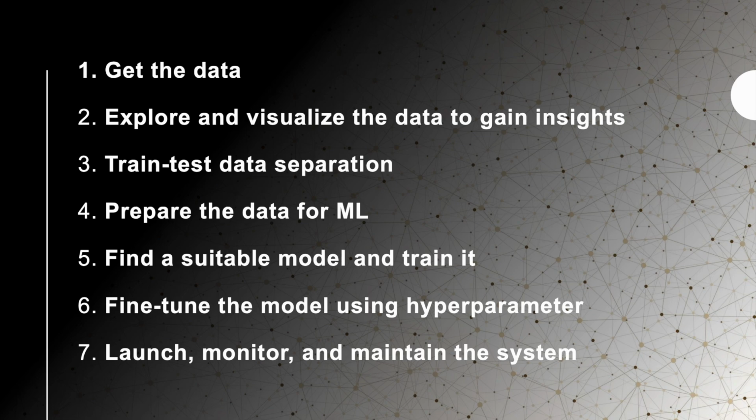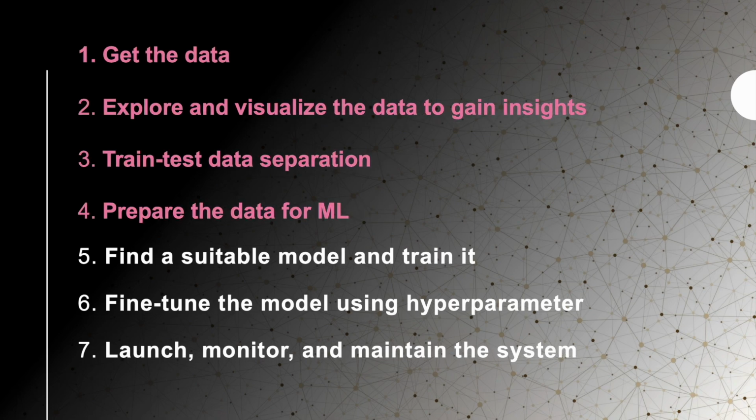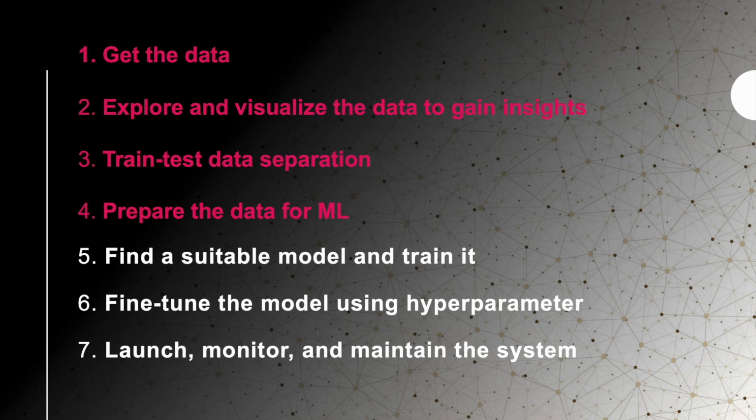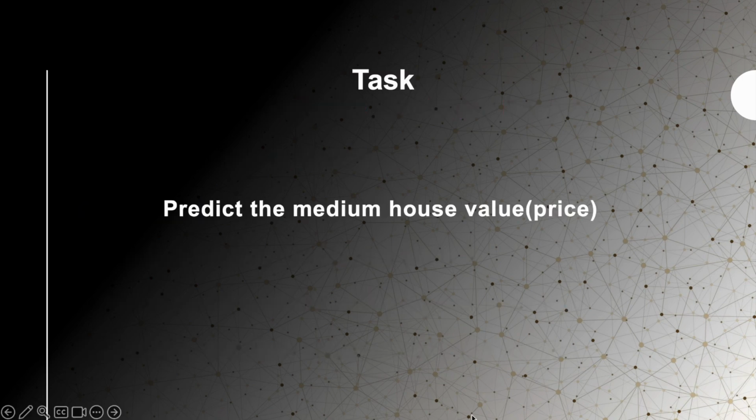Fifth, find a suitable model and train it. Sixth, fine-tune the model using hyperparameter optimization to avoid overfitting. Seventh, launch, monitor, and maintain the system. To keep this video short, I will cover only the first four parts. Our task is to predict the median house value using various attributes.